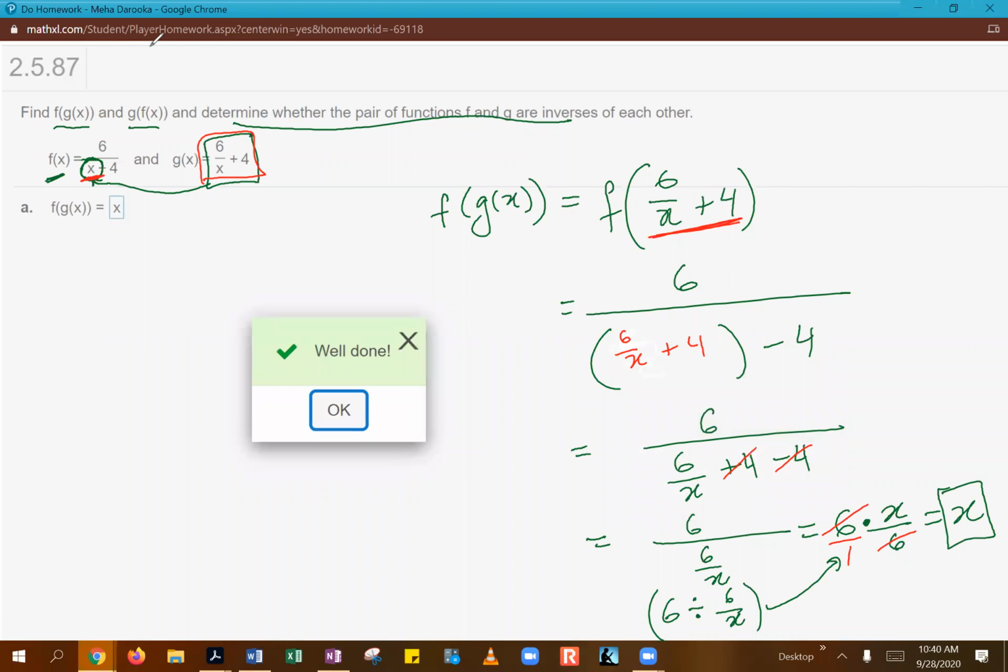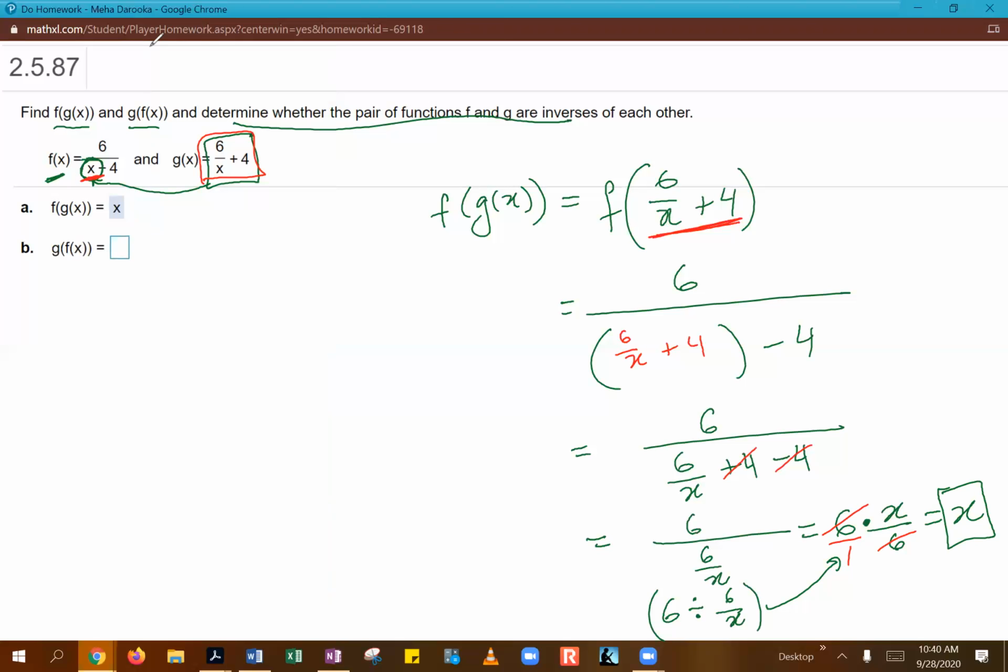Okay, so that part looks good. And now they're actually asking us to reverse the order. So let me go ahead and clear all of this out. Okay. So we still want to figure out if these are inverses of each other or not. And for that, we should get the same result if we change the order of our composition.